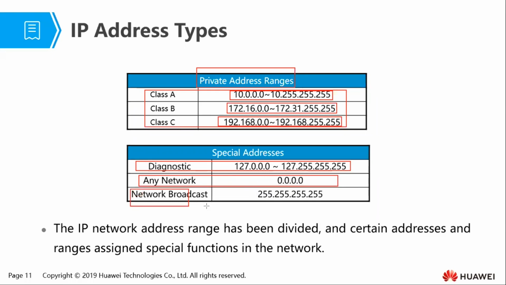Then also the very last address in the IP range is never used, cannot be assigned to a particular host. It's called the network broadcast address. Okay, so that is it.